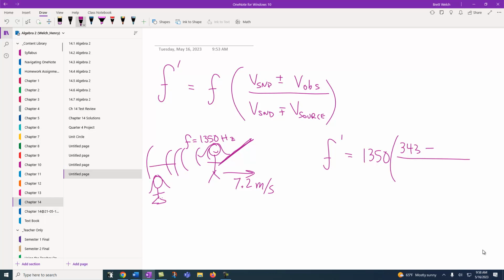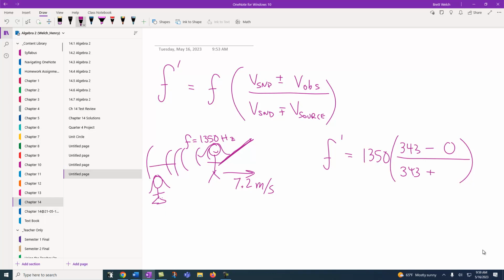V_obs. This is the speed of the observer. Who's the observer? In this case, Allie is. Is Allie moving? No, she's sitting all chill. On the bottom, we again have 343. Which sign do I use now, the minus or the plus? Plus. We use the bottom sign. We always use the bottom sign. If we're doing one, we do both. So we do a plus here.